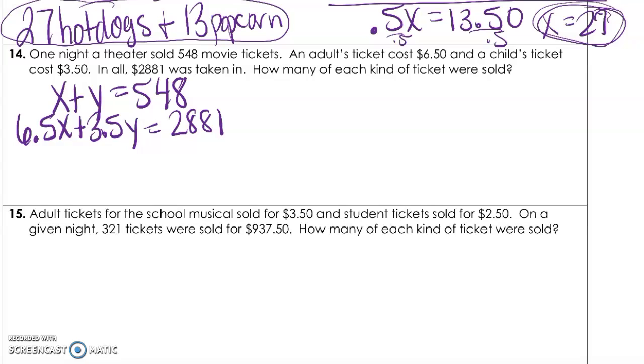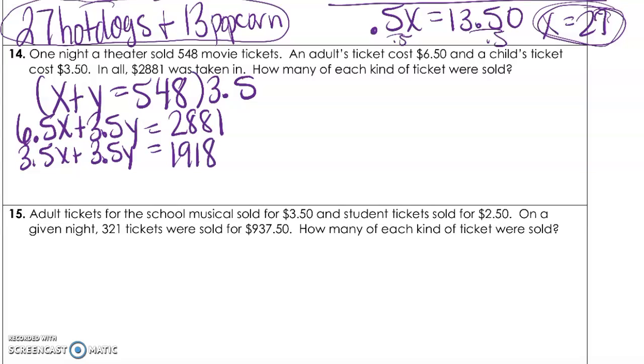So again, some people don't mind having decimals, so you could multiply everything by 3.5. So I'm going to do that. I'm going to kind of do every other one, so you can decide if you want to substitute or eliminate. So I'm going to multiply by 3.5. So I get 3.5x plus 3.5y is equal to 1918. Right, so again, I personally would rather eliminate whenever possible, but I will do some substitution also so you can see all of that.